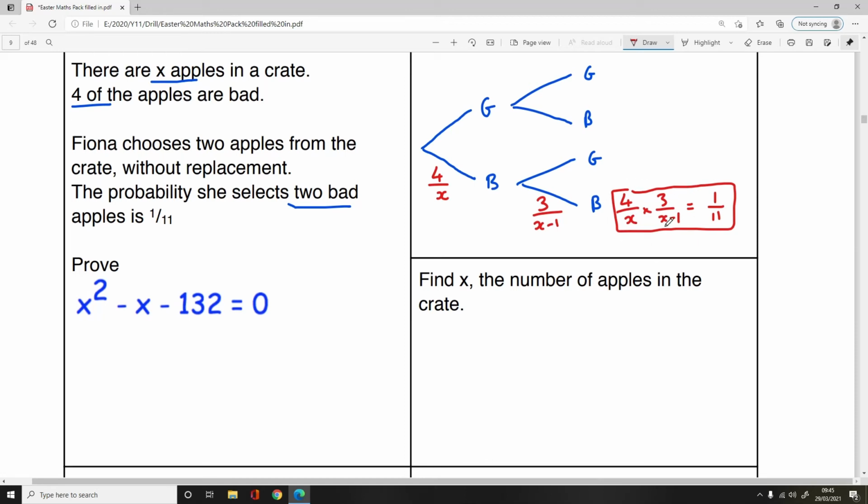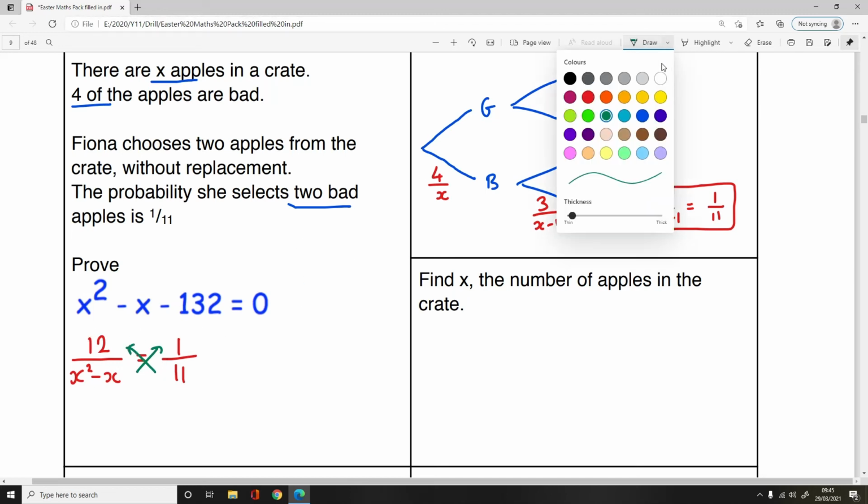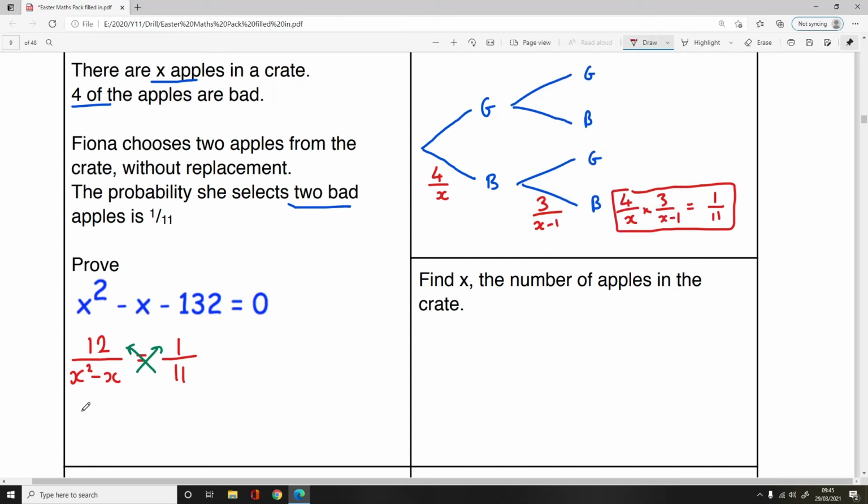So if you times fractions together like that, you need to times the top together, so 4 times 3, so 12. And then x times x minus 1 on the bottom will be x squared minus x, and that's equal to 1 over 11. What we can do from here is we can do essentially some cross multiplying. We can times up by the 11 onto the left and up by the x squared on the right. If we do that, 12 times 11, 132. And then 1 times this will just be the same, x squared minus x. And you can see that you've got the thing that we're trying to show. We're trying to show that x squared minus x minus 132 equals 0, and we're done.